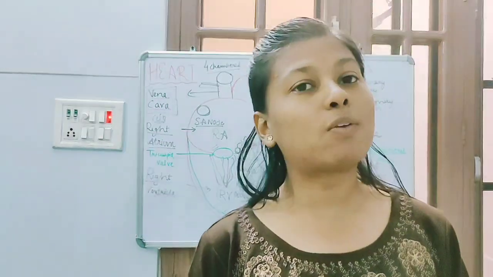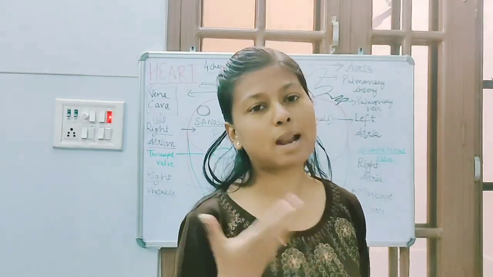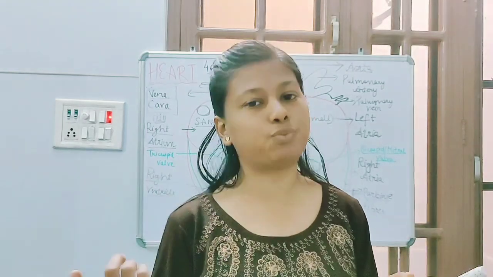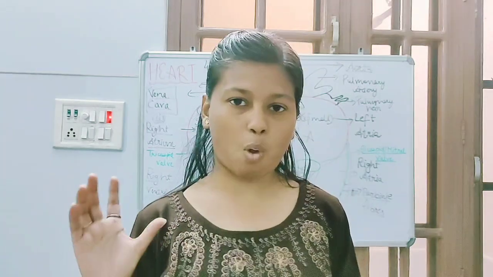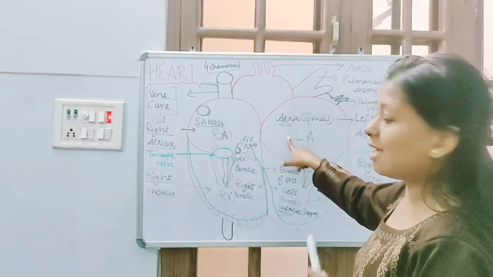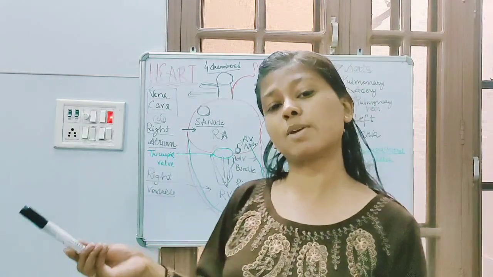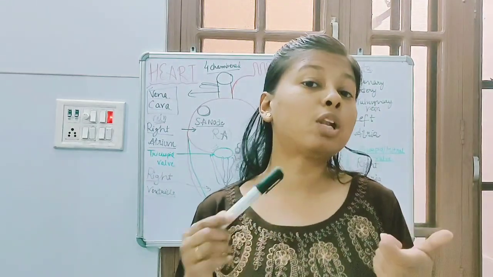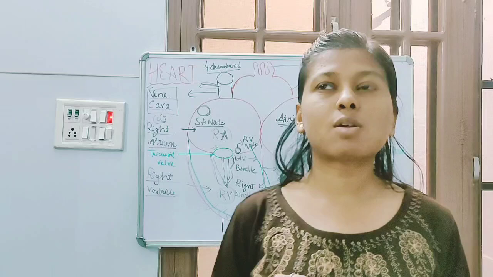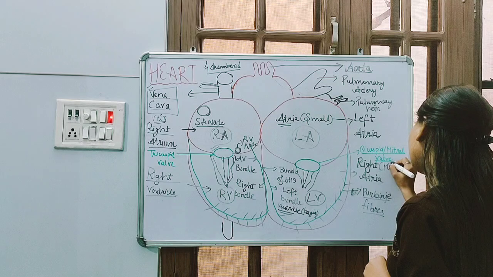Why is this valve called the tricuspid valve? Because it is made up of three leaflet-like formations. Three leaves joined together form the tricuspid valve. Next is the bicuspid valve, present between the left atrium and left ventricle. Why is it called bicuspid? Because it is made up of two leaflets joined together. The bicuspid valve is also called the mitral valve.